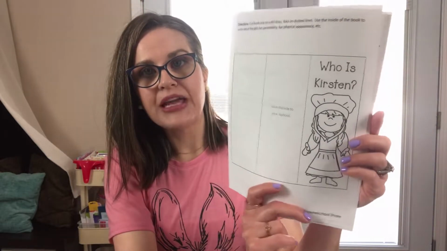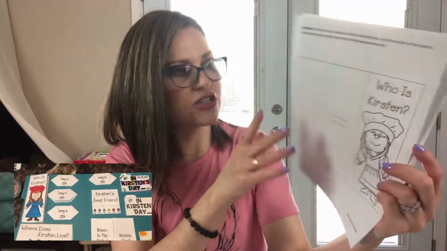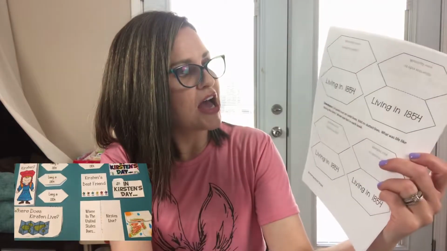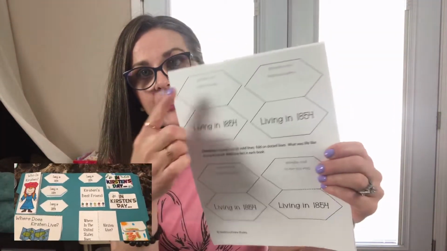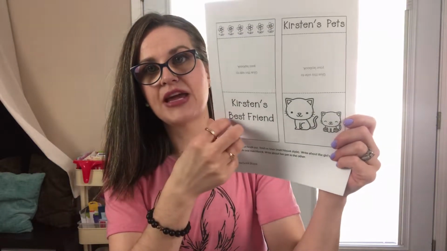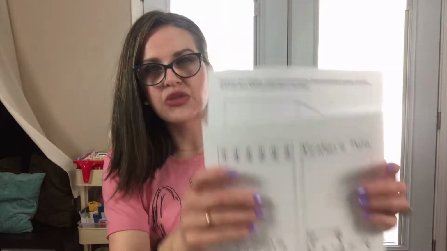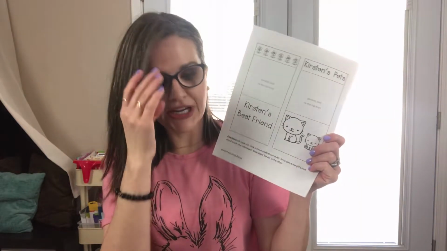So basically it has these little lap book pages that they color, write on, cut out. You follow the directions. This is who is Kirsten. Living in 1854, they get to write different facts about 1854 that they'll read in the book. Here is Kirsten's best friend, Kirsten's pet. They get to write if she has a pet or who her best friend is. And it literally just goes kind of through the book and asks questions. So they'll find their answers in the book as they read. So I'm gonna try to find where I can fit these in the schedule.